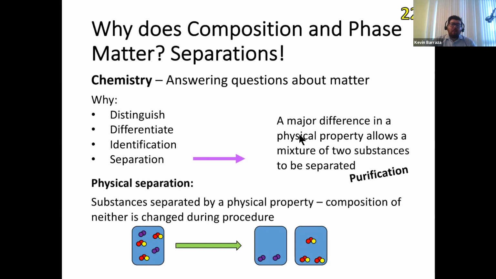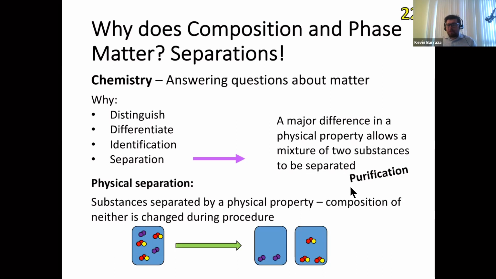The appropriate way that we apply separations in chemistry is to focus on a major difference in a physical property. In other words, something that's very different between the two things that I want to separate. This allows us to separate mixtures. And one vocab word that we use for this: we say we purify one substance from the other.